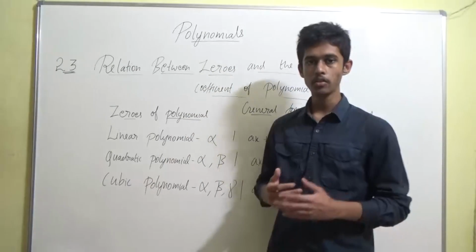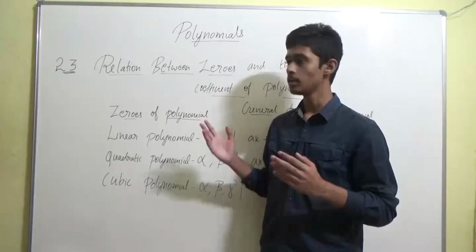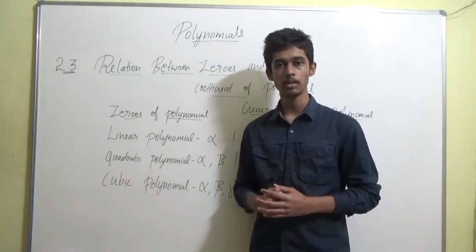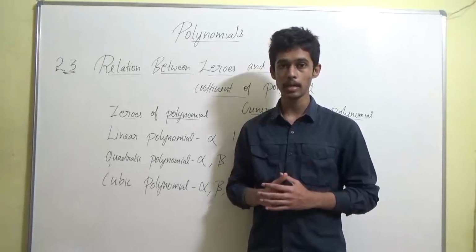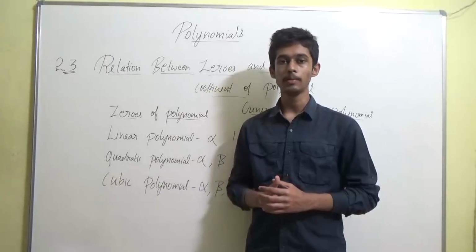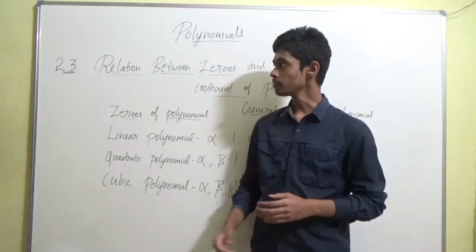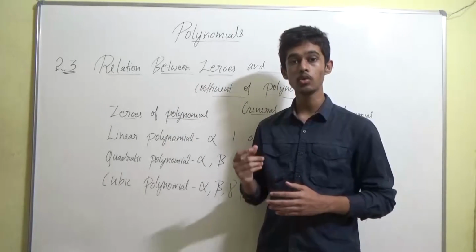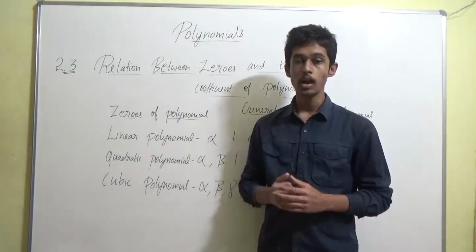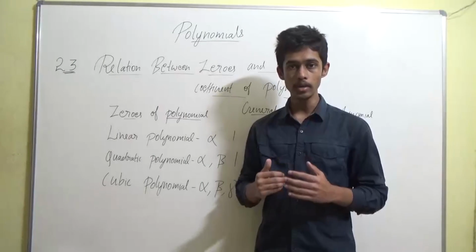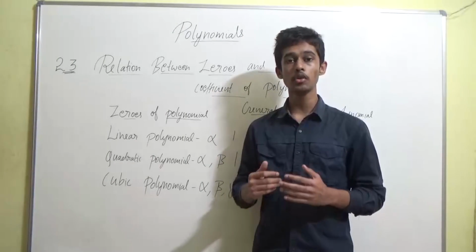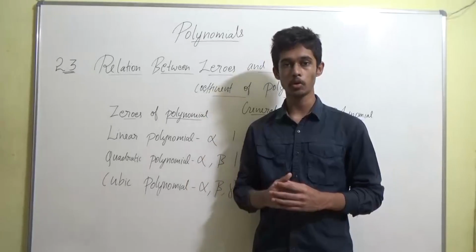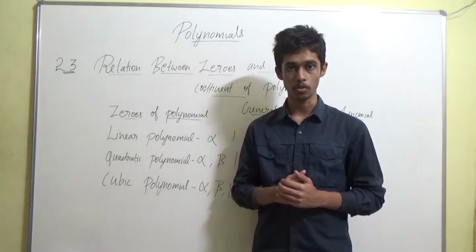So now, after finishing exercise 2.1, we are going ahead in the chapter, guys. We are going to the next topic of this chapter, and also one of the most important topics in the chapter on polynomials. That is the relation between zeros of the polynomial and coefficients of the polynomial. Imagine, guys, how interesting it would be if you are able to draw a relationship between zeros of a polynomial and the coefficients of a polynomial.